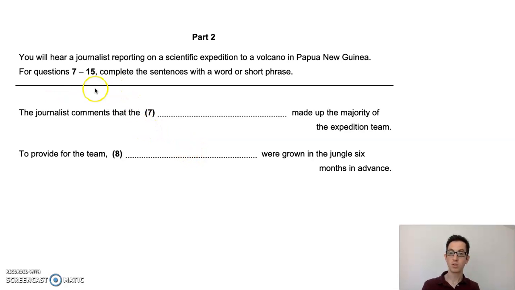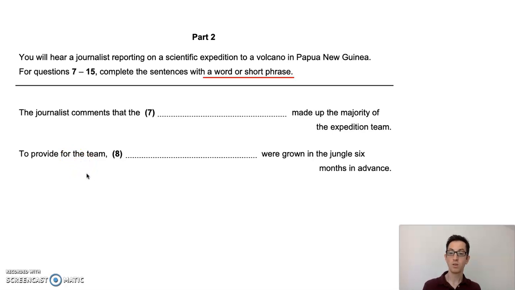So as with the other parts of the listening exam, you'll be given a context first. In this case, you'll hear a journalist reporting on a scientific expedition to a volcano, and you'll need to complete the sentences with a word or a short phrase. The kinds of sentences that you could be given are shown below. These are examples. It's important to notice that it is a word or a short phrase, so you may need to write 1 word in the gap, but it could equally be a phrase of 2 or 3 words.